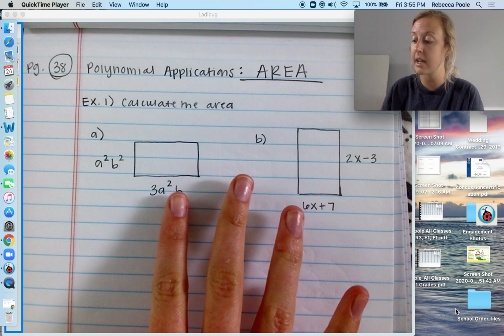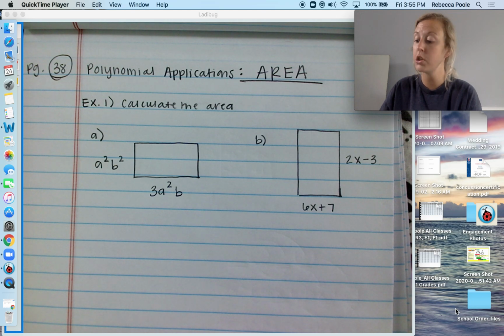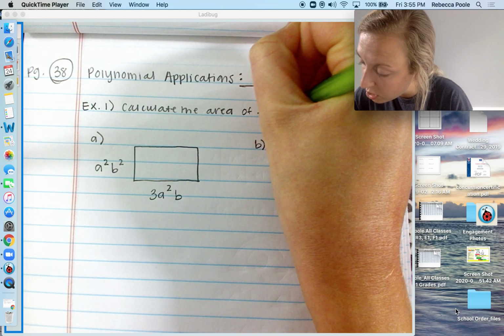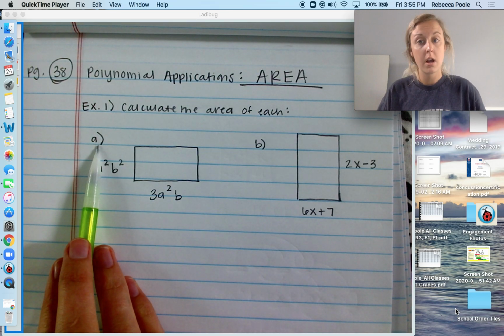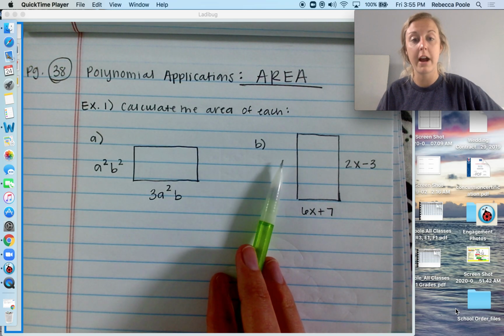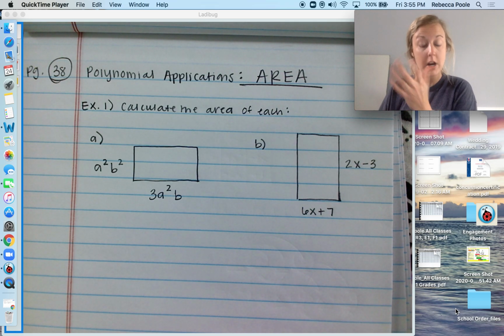Copy down example one's two shapes. There's two different shapes, and I want you to calculate the area of each. So we need to find the area for problem A, and we need to find the area for problem B, all right? So hopefully you have those copied down. If not, pause this and copy.